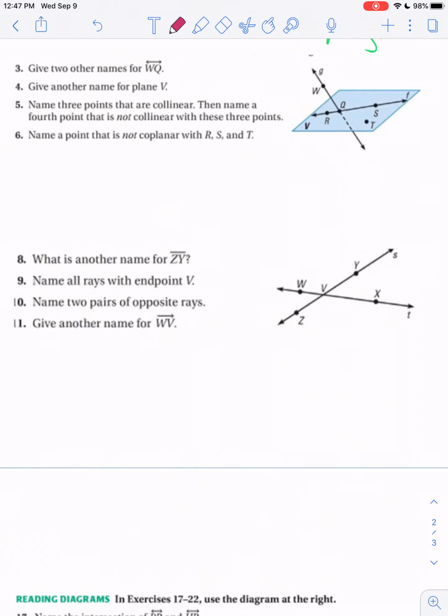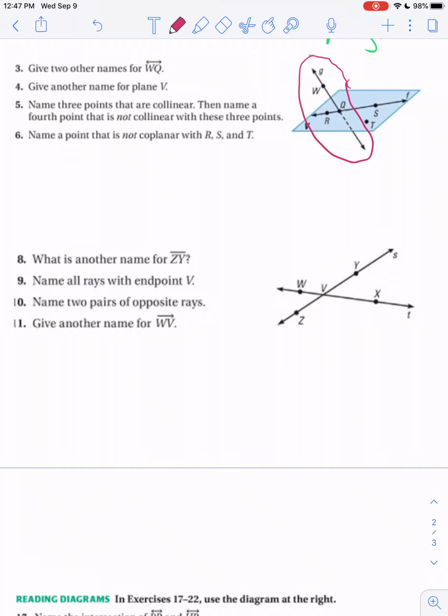This is Honors Geometry, Lesson 1-1 Examples. First one we're going to do, it's asking us to give two other names for line WQ. So the first thing I'm going to do on the diagram is find the line WQ.